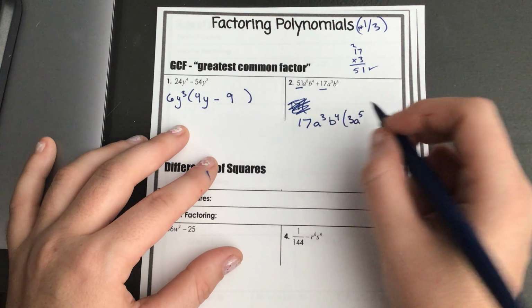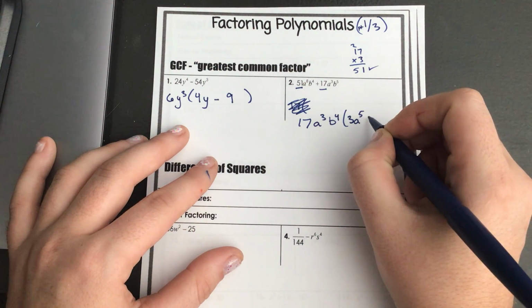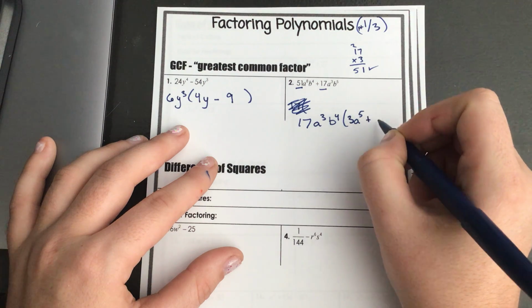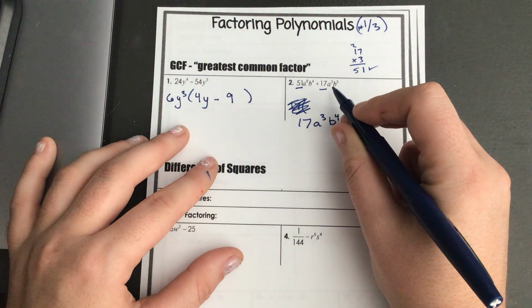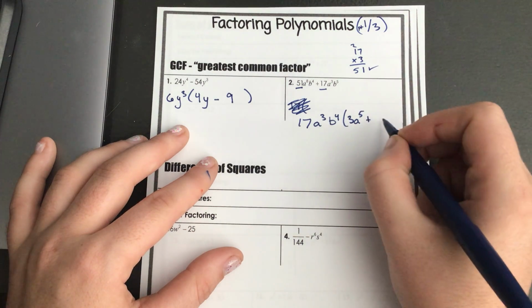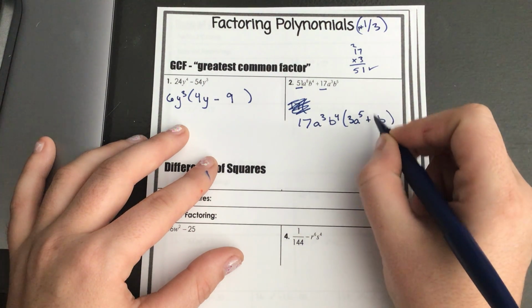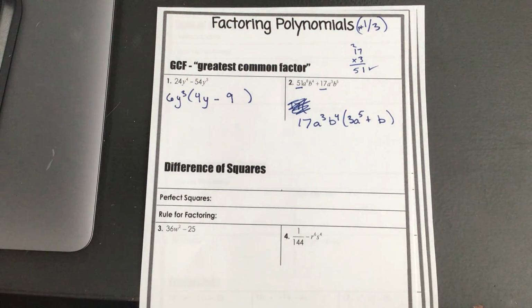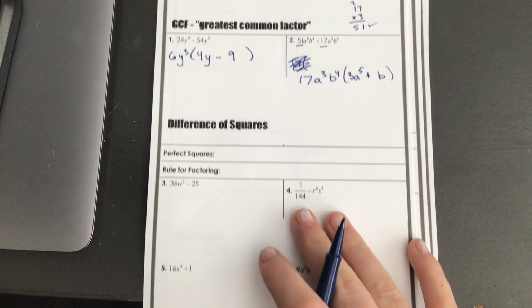If I take a 17 out of 17, that's going to be a 1. And I could put the 1 here, but I don't think I'm going to. If I take 3 a's out of a cubed, that's going to be nothing. If I take b to the 4th out of b to the 5th, I'm left with 1 b. I could put the 1 there, but you don't need to. All right, greatest common factor, done.